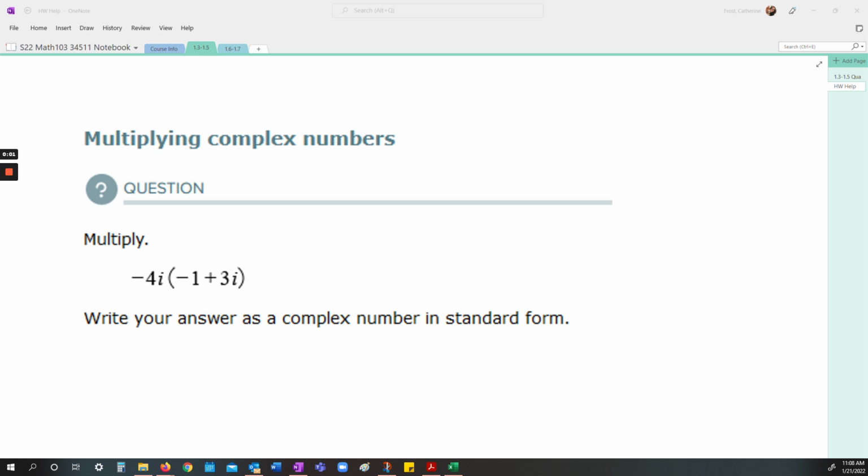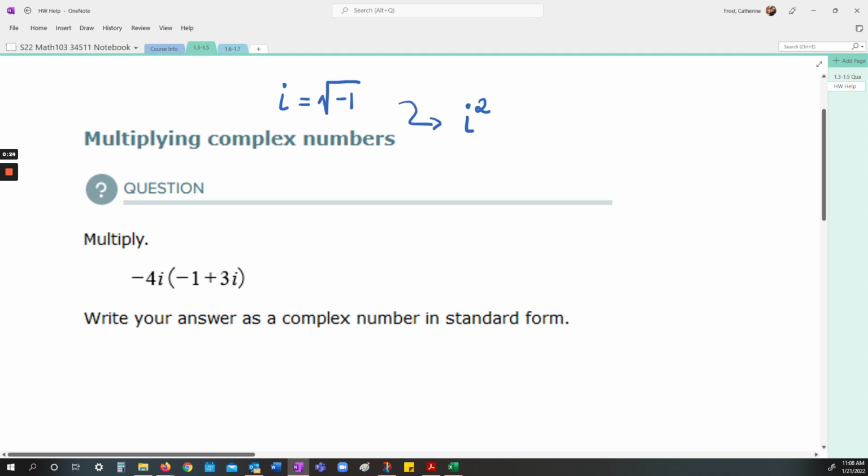This is multiplying complex numbers. The big thing to remember with multiplying complex numbers is whenever you see an i squared, you don't want to leave that as it is. Remember that we have defined this symbol i to be the square root of -1.